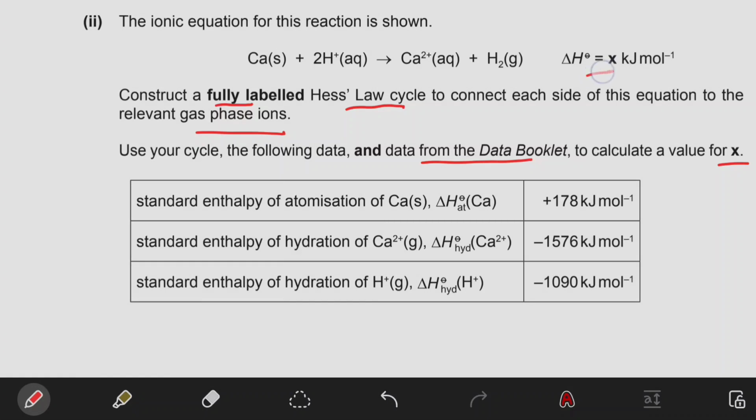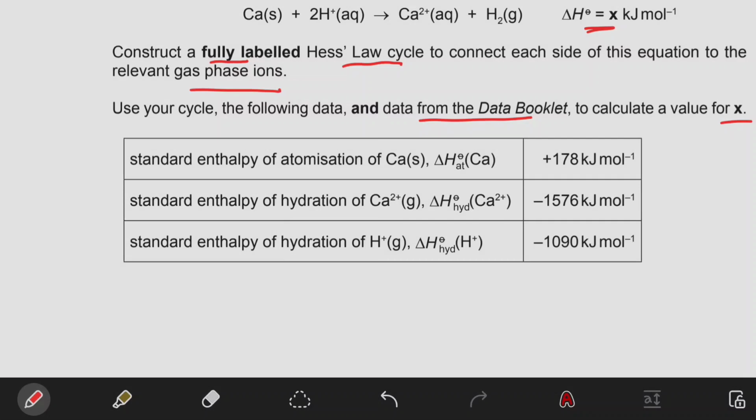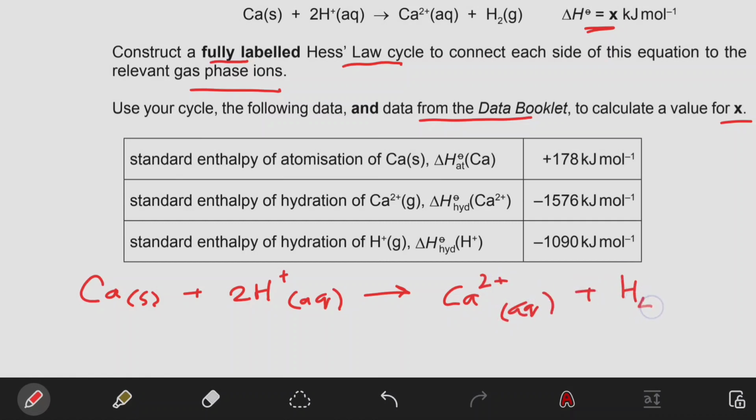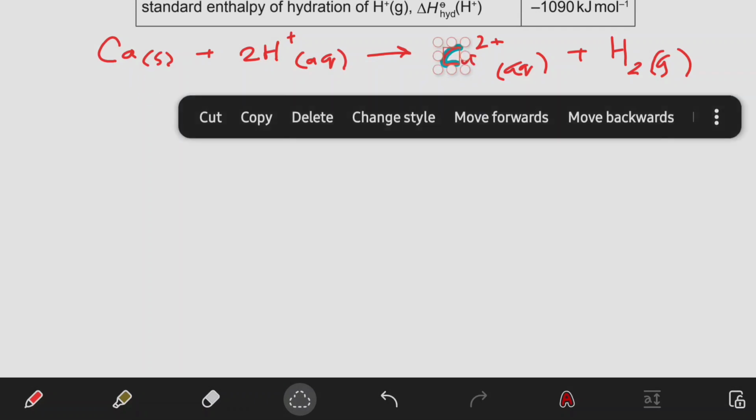Okay, so let's make a Hess's cycle. Firstly, let's write this equation here. Calcium solid. Now let's take things step by step. Let's look at this calcium in solid form first. What do you need to convert it into, from this to this?